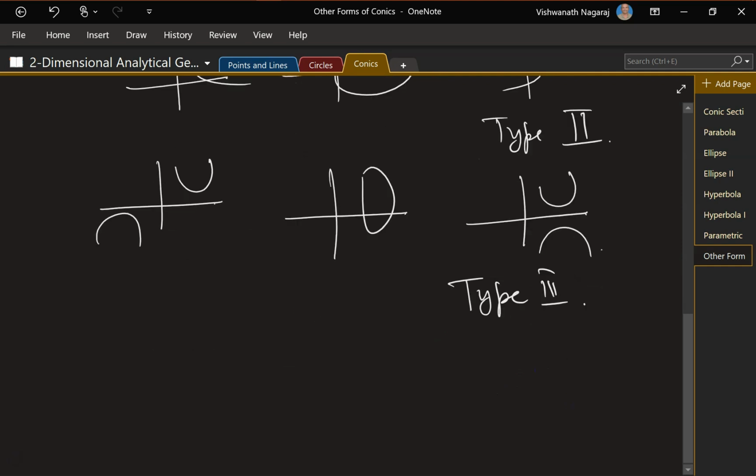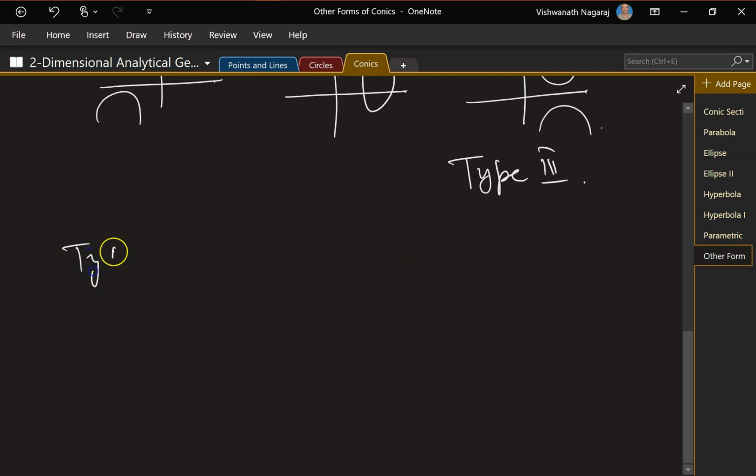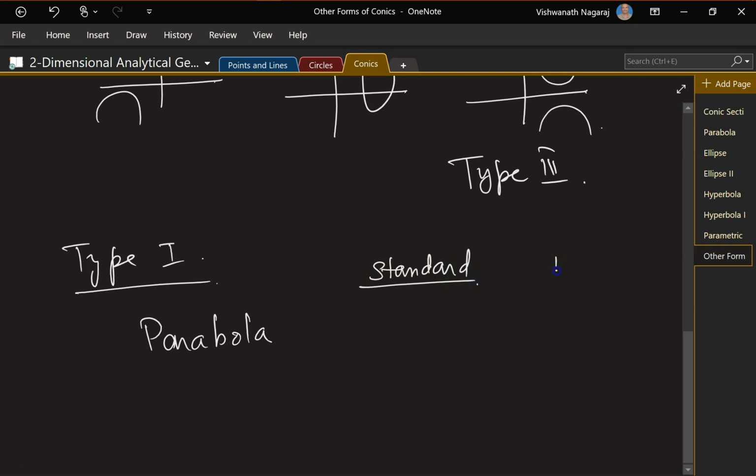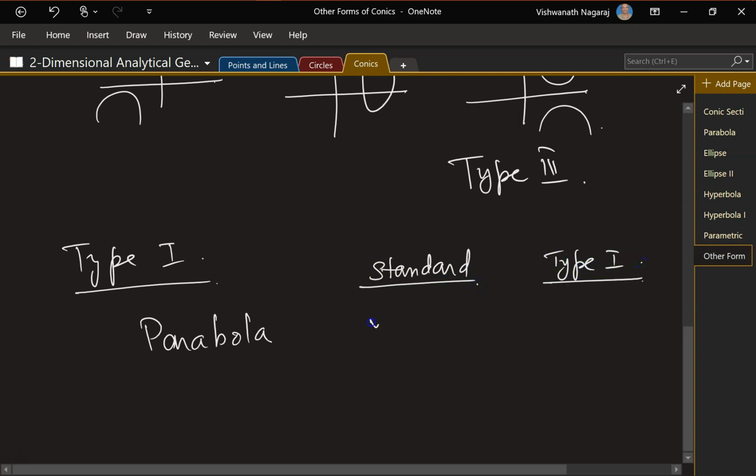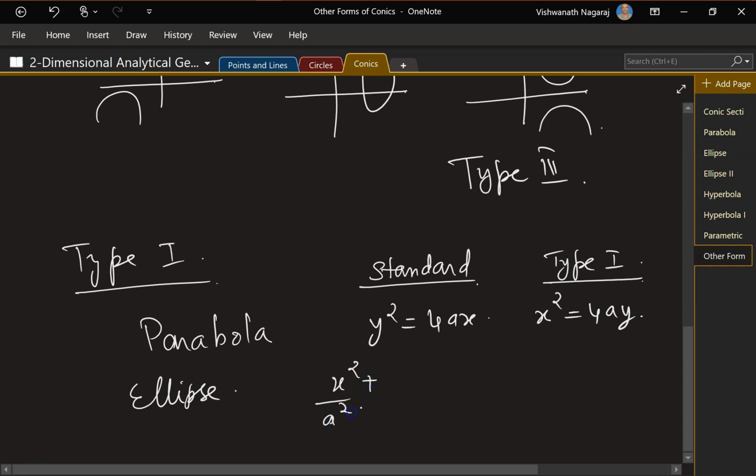Now let's look at what happens to the equation and the formula. Let's look at type 1, parabola. Let's mention the standard one first, and then we look at type 1. The standard is y square is equal to 4ax. Now type 1, just interchange x and y. So it becomes x square is equal to 4ay.